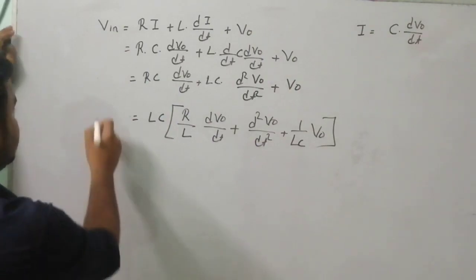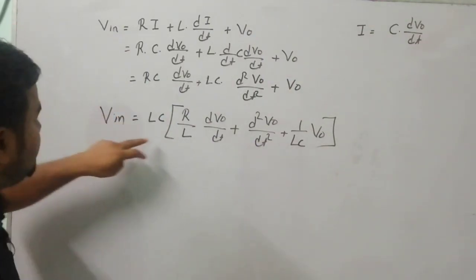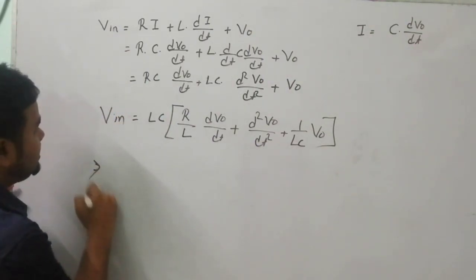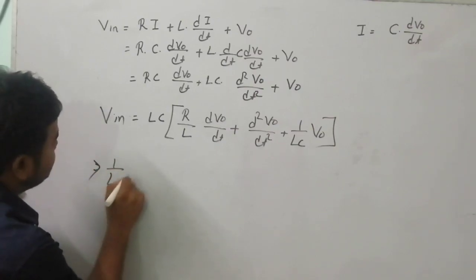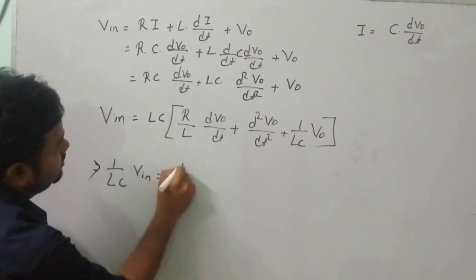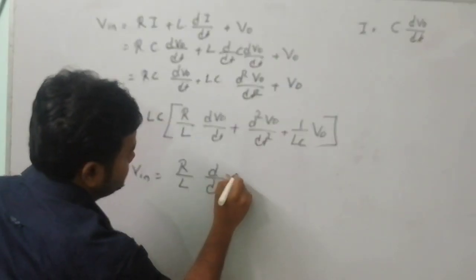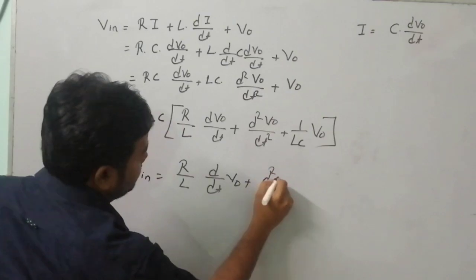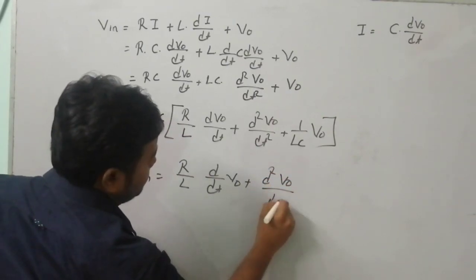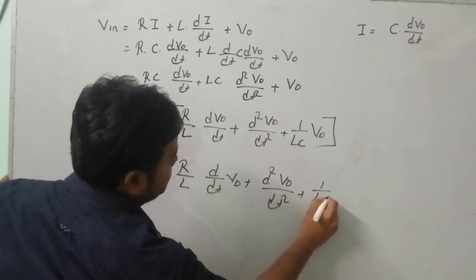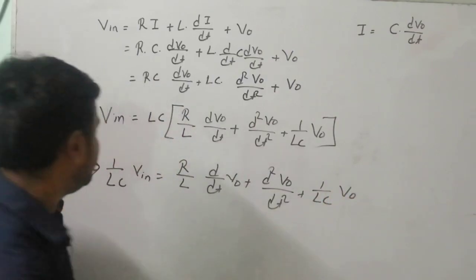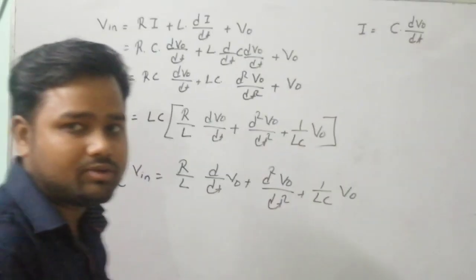On the left-hand side, Vin is already present. If we divide by LC on the left-hand side, we get 1 by LC into Vin is equal to R by L d by dt of V0 plus d square V0 by dt square plus 1 by LC V0. Okay, this is a second-order equation.